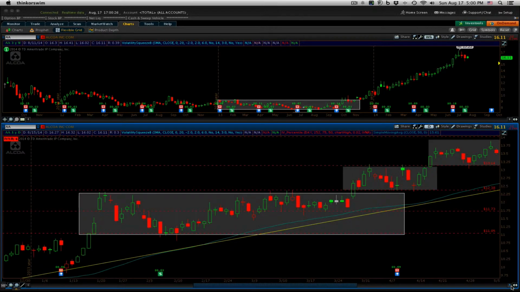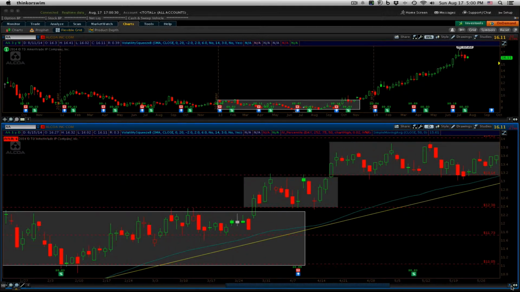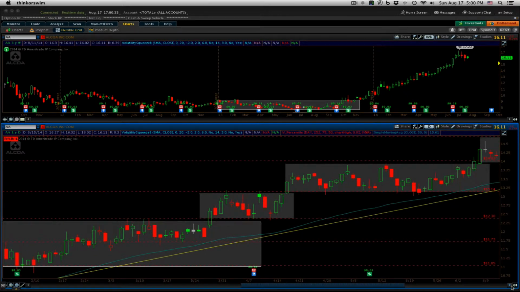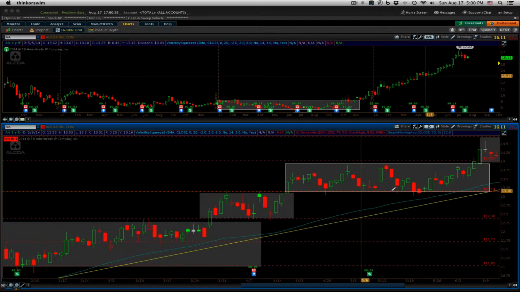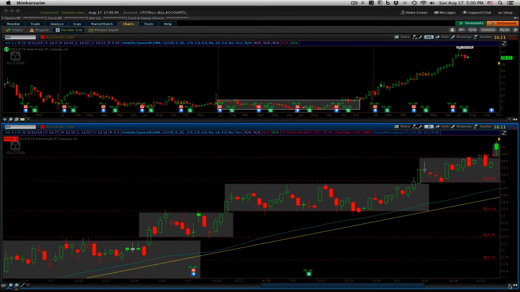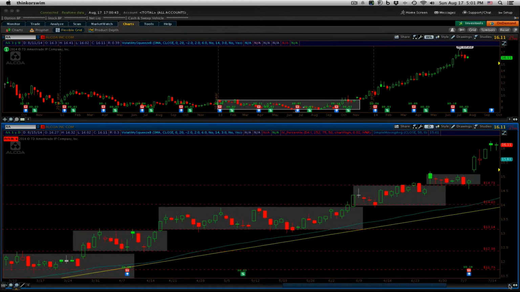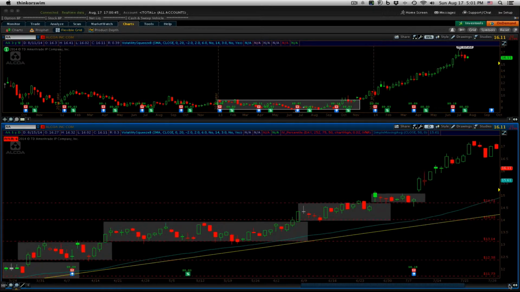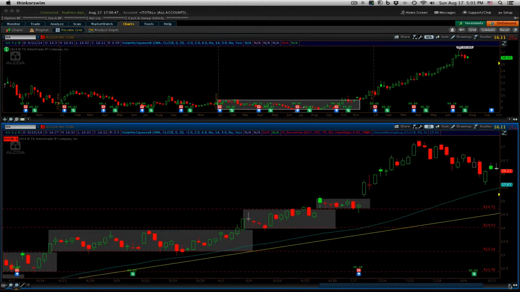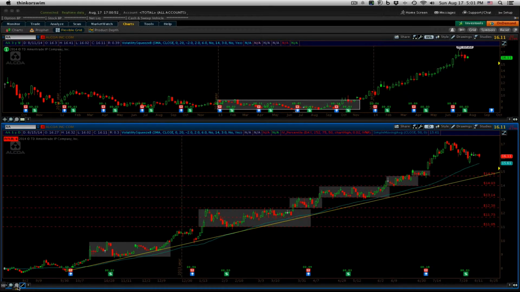Breaks out again. Okay, consolidating again, consolidating some more. All right, tested that level a couple times. Oh, broke out again. So now stop trails up. Still riding the trend. We're just along for the ride. And I have no idea where we're going to get kicked off. Okay? And that's the whole point of trend following. And that's how you stay in these stocks for 6, 7, 8 months, a year sometimes at a time. And you pull in 20 or 30% gains.